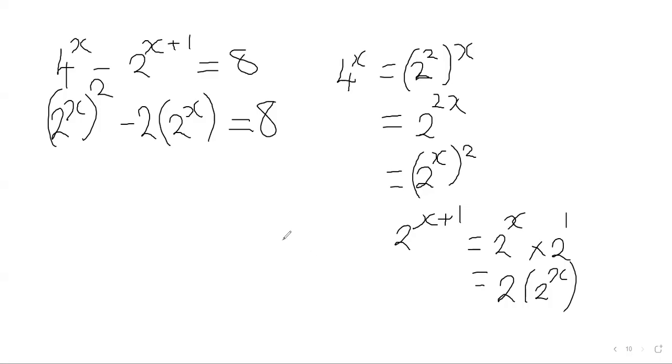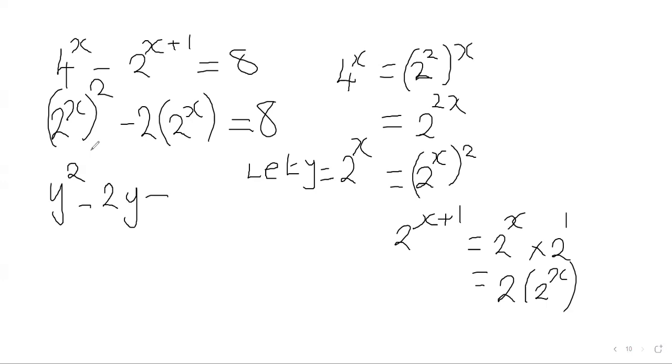So here we have 2 to the power x, and even here we have 2 to the power x. So we can again use any variable. You can even use p, you can even use a, depending on what you want. In my case, let me just use y. So let y be equal to 2 to the power x. So in this equation, whenever there's 2 to the power x, I'll put a y. So if I put a y here, it will now be y squared minus 2y equals 8.